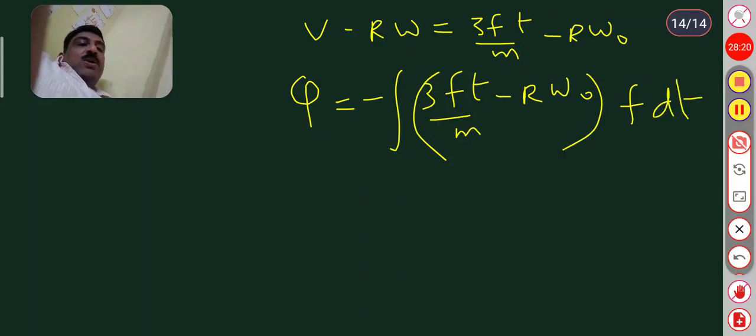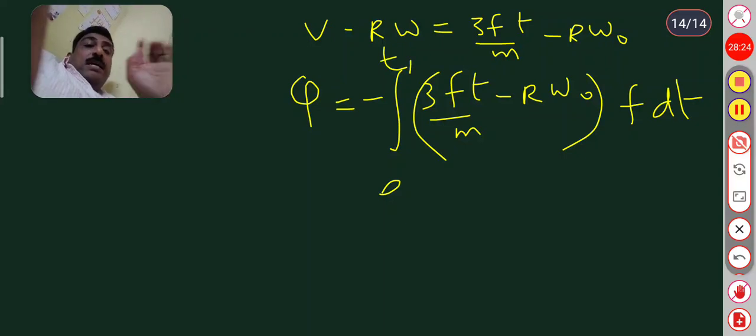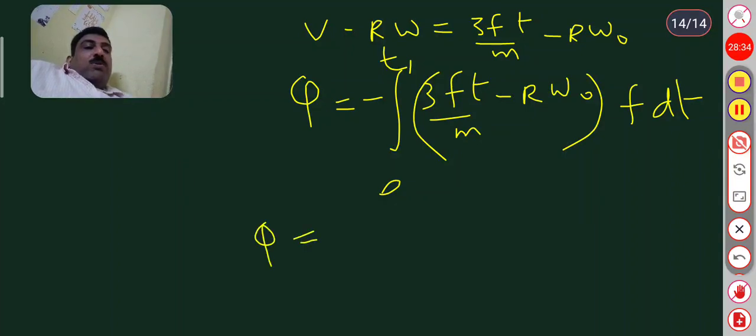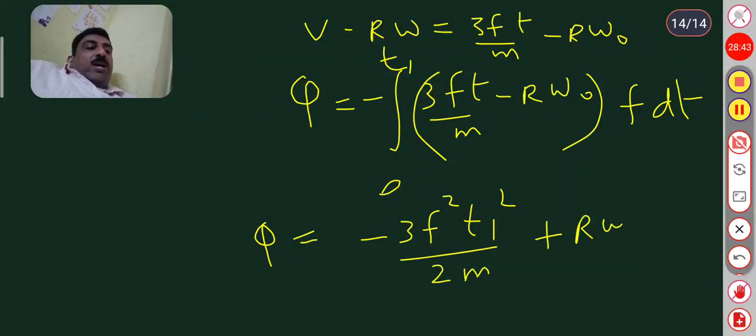You are integrating from 0 to t1, because t1 is the time until it slips. That means at t1 it stops slipping. So this heat generated will come out to be minus 3F square t1 square divided by 2m plus R omega naught F into t1. So this is the heat generated you will get.